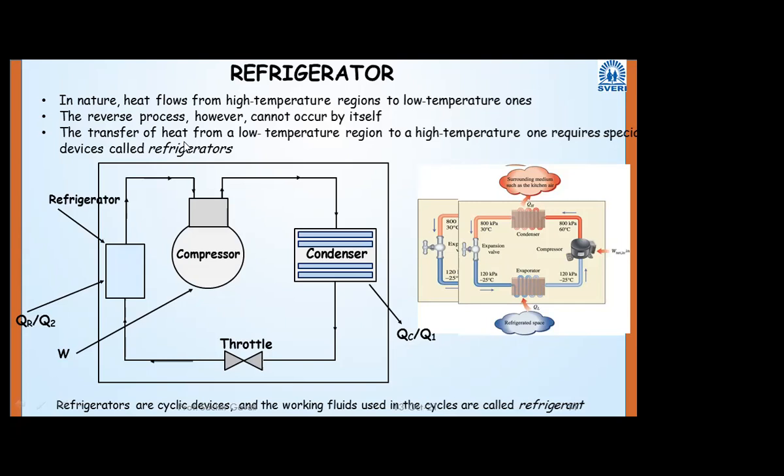But we know that heat will not flow from a low temperature body to a high temperature body by itself, but we have to supply some external work. Therefore work is supplied to the compressor. Okay, and so this is the refrigerator, I mean the evaporator. Okay, so this is an evaporator.